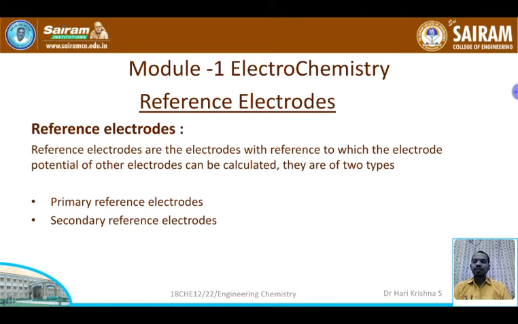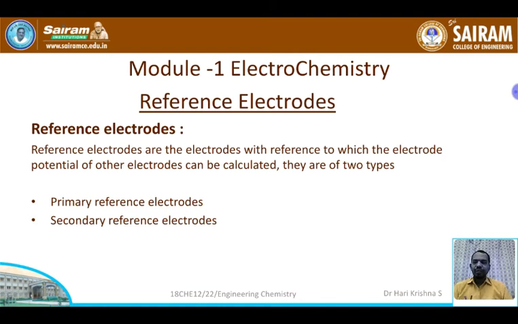So what are reference electrodes? Reference electrodes are the electrodes with reference to which the electrode potential of other electrodes can be determined. There are two types of reference electrodes. They are primary reference electrodes and secondary reference electrodes. Standard hydrogen electrode is the primary reference electrode.